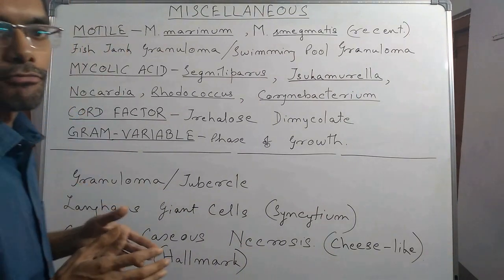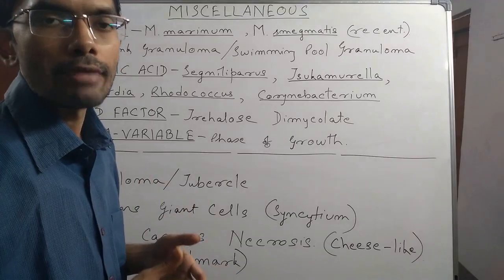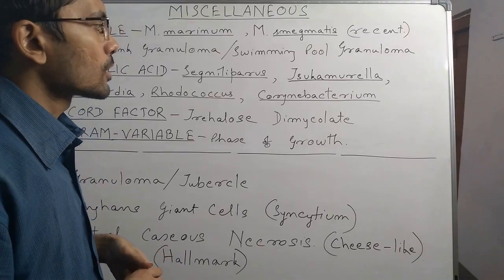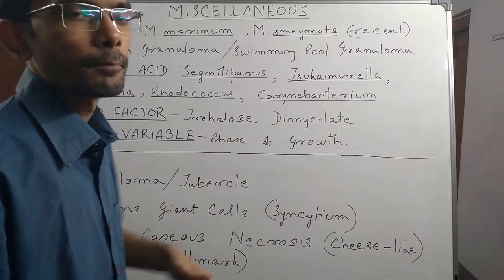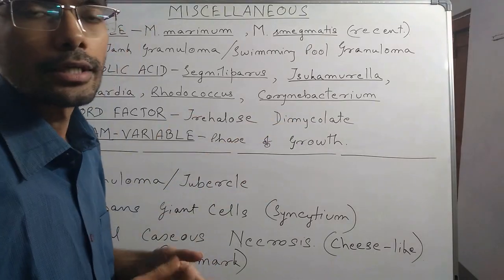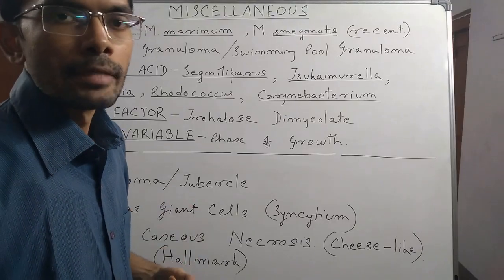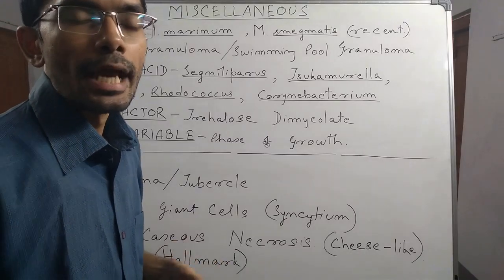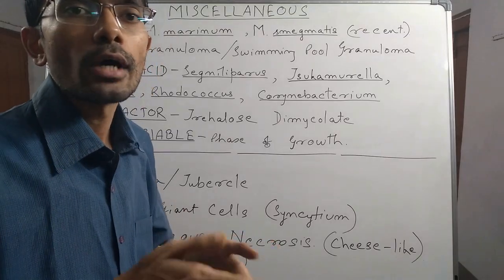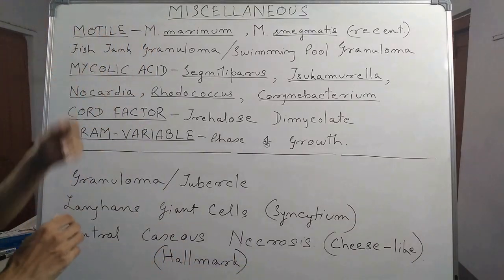Cord factor is another virulence factor like lipoarabinomannan, which inhibits the fusion of phagosome and lysosome. It is composed of 2 units of mycolic acid, hence dimycolate, and trehalose, which is a non-reducing sugar. Trehalose is commonly found in fungi, and the prefix myco is used for anything related to fungi. And mycobacteria also have many features similar to fungi. But that's not the case with mycolic acid.